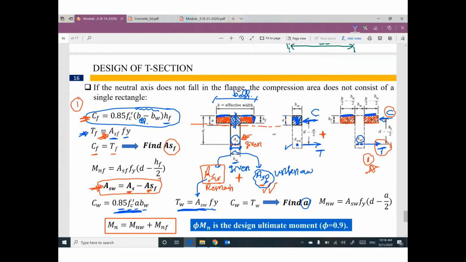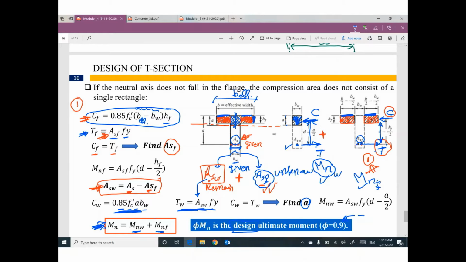Remember, from the first step, I can figure out the nominal moment: one of the forces times the distance in between. From the second part, I can also figure out the nominal moment. I'm going to assume this one is the flange and this one the web, one of them times the distance in between. Once you get Mn from the first part and the second part, the final nominal moment for the whole cross section is both of them added together. If you decide to get the design moment, multiply this number by phi, which equals 0.9.